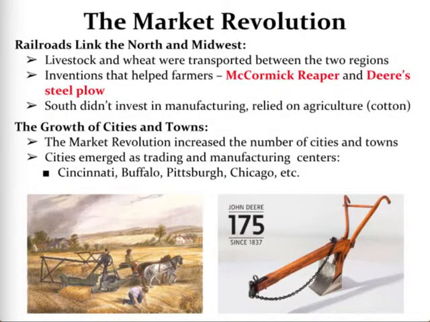Railroads will link the North and Midwest. The development of the railroad created ties between the Northeast and the Midwest, and by the 1860s, railroads became the main carriers of freight. Interregional railroad lines connecting major Midwestern cities and adjacent states turned Chicago into a transportation center.